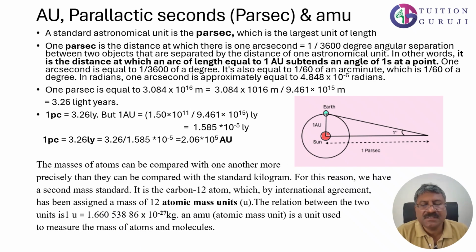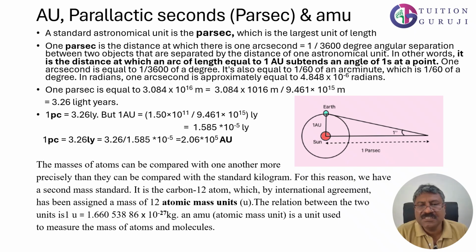Now let us see what is an astronomical unit, what is a parallactic second or parsec, and what is AMU. A standard astronomical unit is the parsec, which is the largest unit of length.